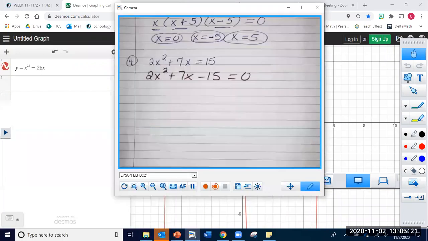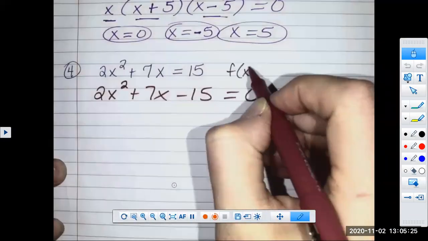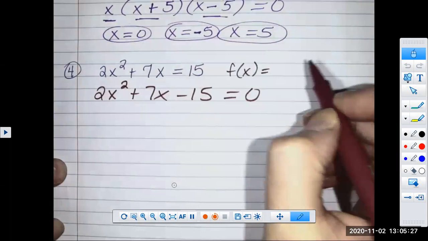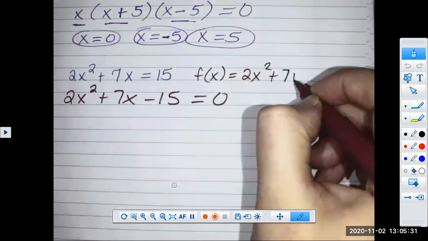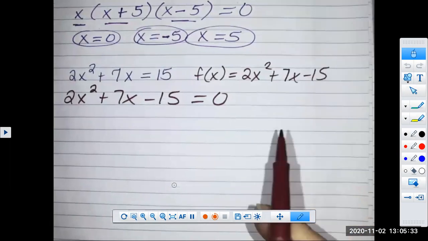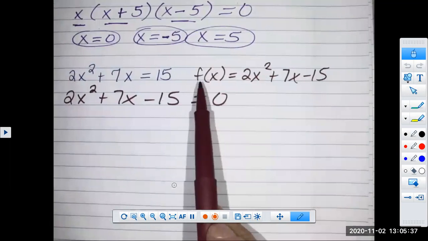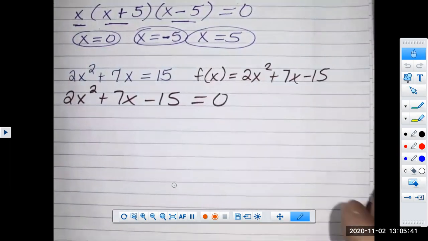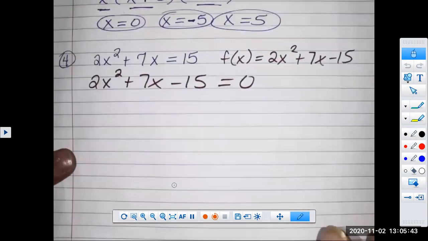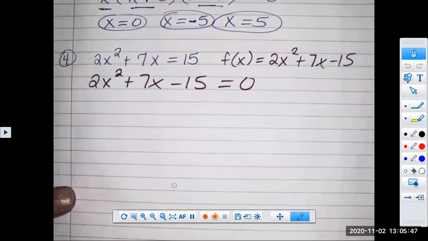So in essence, this would really be f of x equals, you don't have to write this down, 2x squared plus 7x minus 15. That's what you really have represented, is this function. But then when we set this equal to 0, we're saying, okay, y is 0, so we're on the x-axis. What are those solutions? Okay, for this, how do you check to see if this will factor?